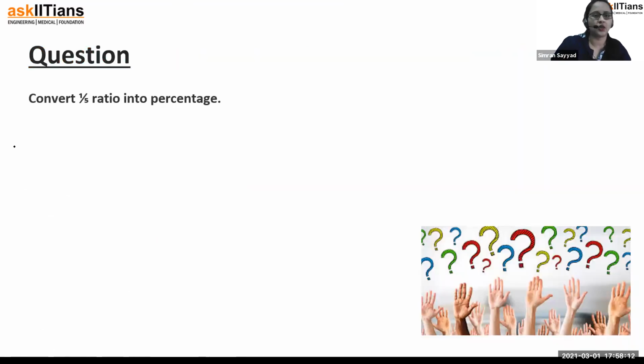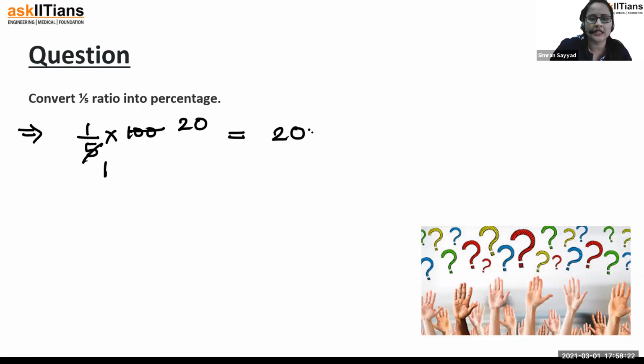Okay. Let's do a quick example. So I have to convert this ratio into percentage. I'll multiply it by 100. So this is 5 ones are 5, 5 20s are 100. So my answer is 20%. Yeah, got it? Perfect.